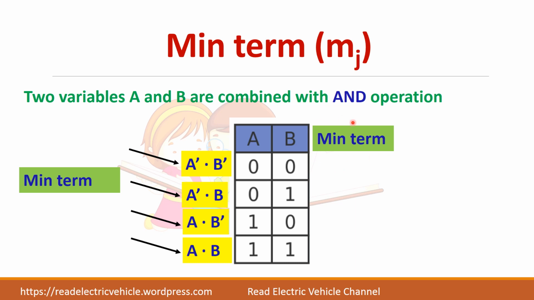So this minterm should be represented by a small m. So this is m0, m1, m2, m3. So how do you write it as 0? This is the decimal equivalent of this combination. 0 0 means it is 0. 0 1 means 1. 1 0 means it is 2. 1 1 means 3. So always start from 0. M0, M1, 2, 3, 4. So it should always start from 0.